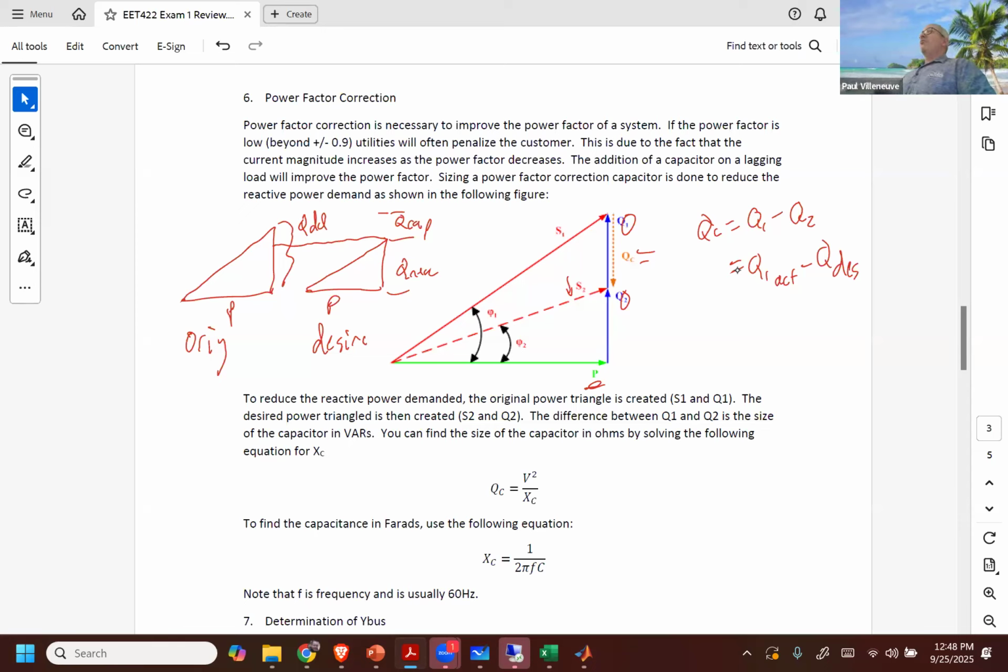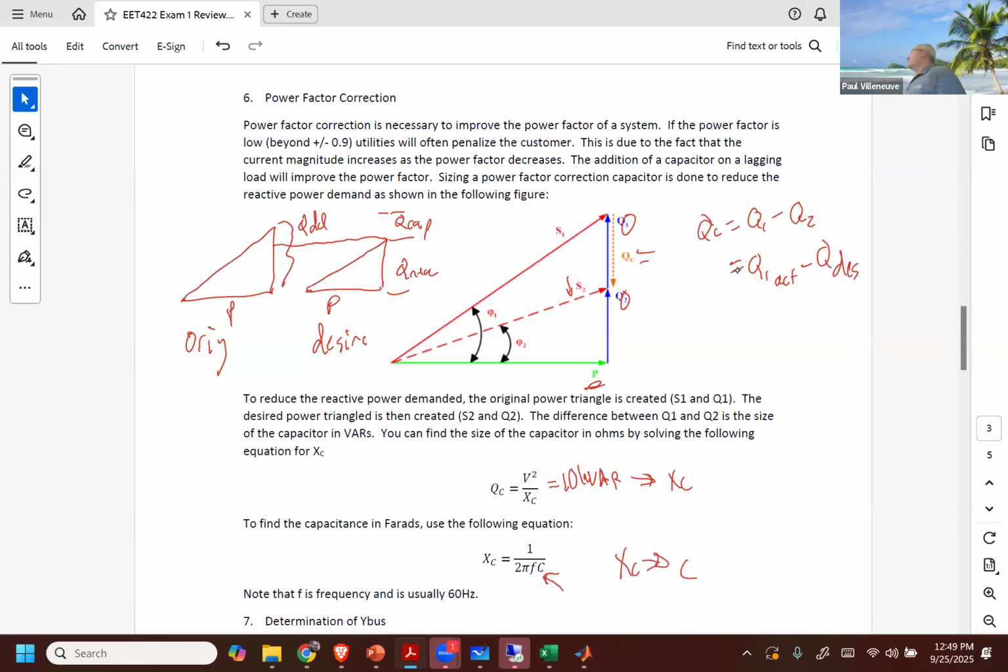Once you know what Q cap needs to be, if you want to actually size the capacitor, so let's say you work for a manufacturer and you're going to sell a 10 megavar cap bank, you can solve for the actual size of the capacitor that you need in farads based on how big of a capacitor in terms of kVAR I need. So if it's 10 kVAR, I've got that, which will allow me to solve for X sub C. Once I have X sub C, then I can solve for C.